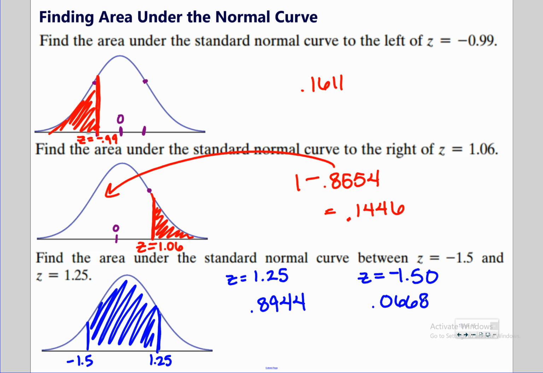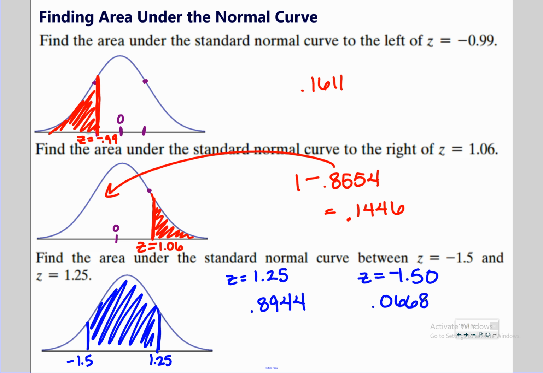So 0.8944 is from the 1.25 to the left. 0.0668 is from the negative 1.5 to the left. I'm trying to find the area in blue. So what can I do with these numbers? You don't need to do 1 minus. Actually, it's maybe going to be easier than that.